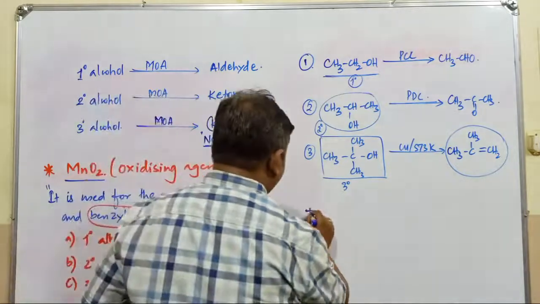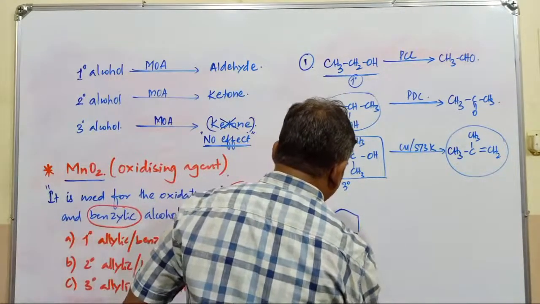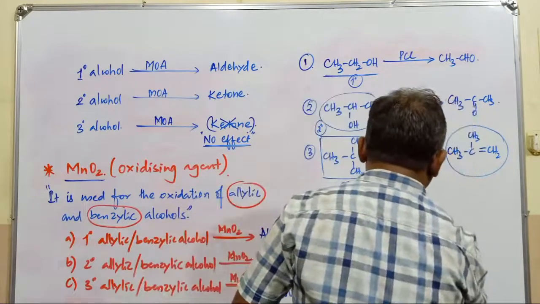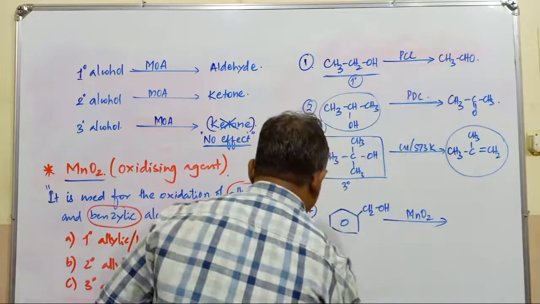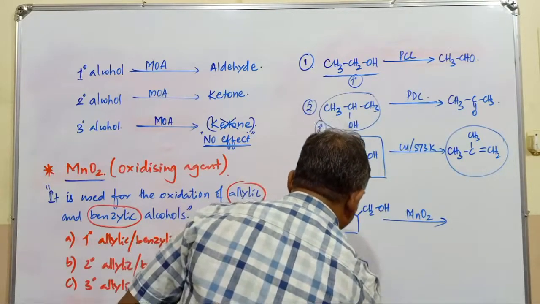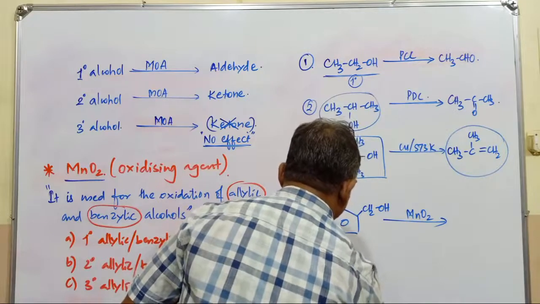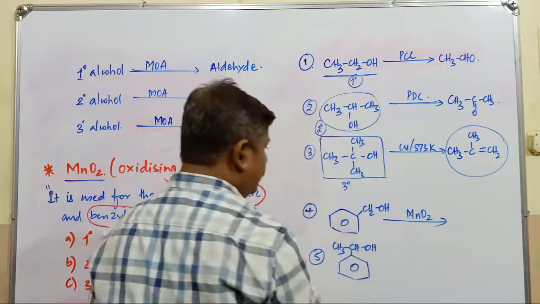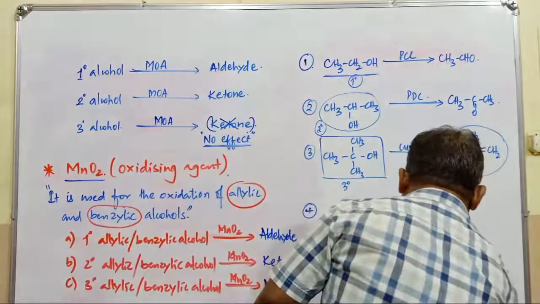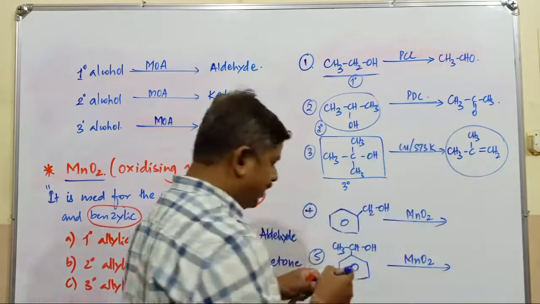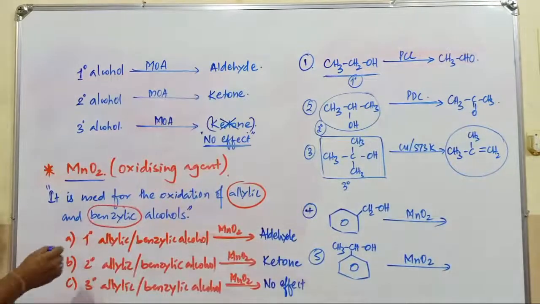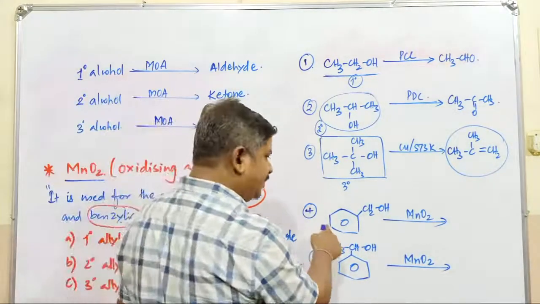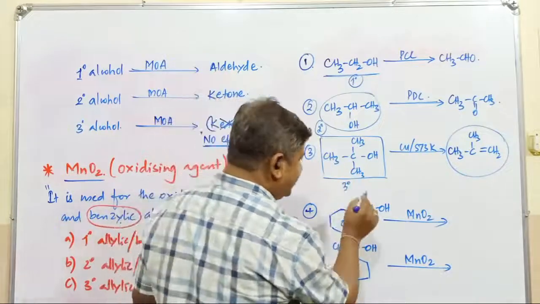Number fourth, if the compound is CH2OH, if it is carried out in presence of MnO2. Next one, if I go with another compound, this is CH, this is OH, this is CH3. What is the product obtained when these alcohols are treated with MnO2? MnO2 is going to convert only allylic and benzylic alcohol. Is it a benzylic alcohol? Yes. What's the name of this one? Benzyl alcohol only. This is CH2OH.